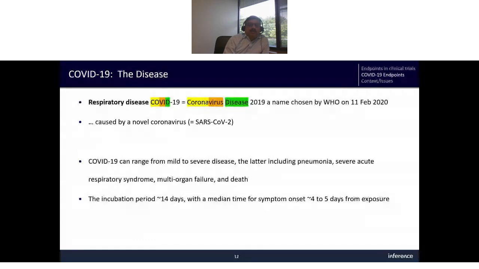The COVID-19 disease can range from mild to severe, right? And severe disease could lead to pneumonia, acute respiratory syndromes, multi-organ failure, and ultimately death. The incubation period is about 2 weeks. The median time for symptom onset from exposure is about 4 to 5 days.